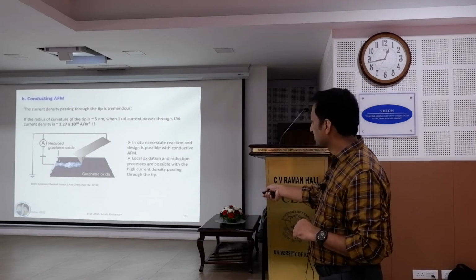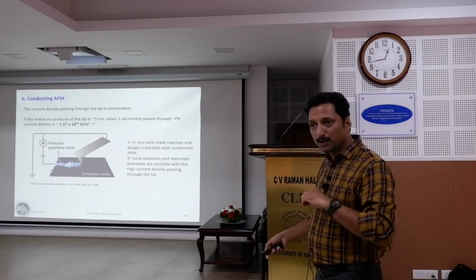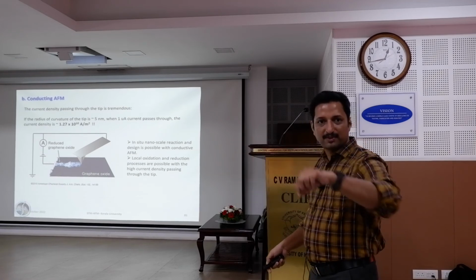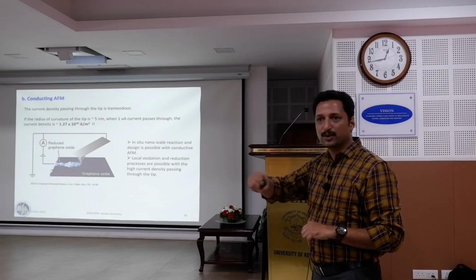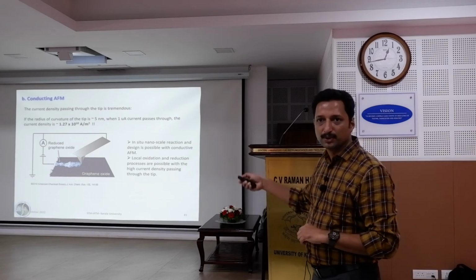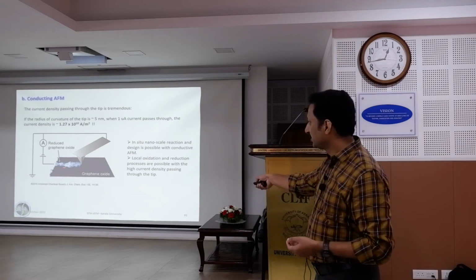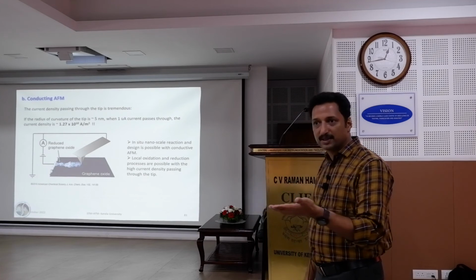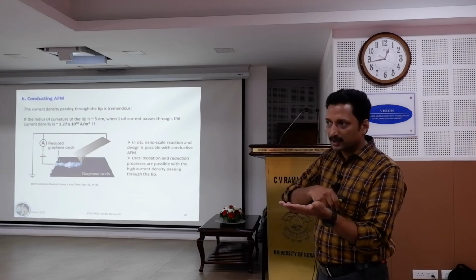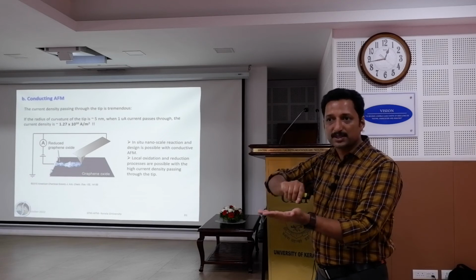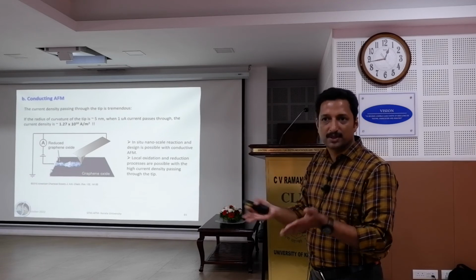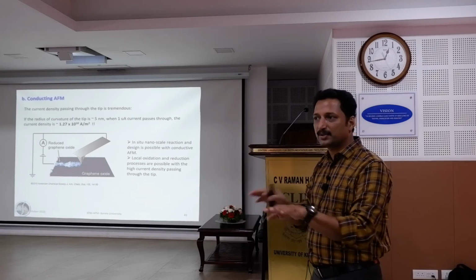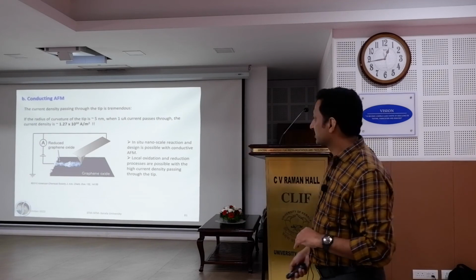Okay, so you can also make graphene oxide. You can oxidize wherever the tip is going. So basically you can do nanolithography, nano writing. On graphene you can oxidize graphene to make graphene oxide, and on oxidized graphene you can reduce it back to RGO. So like that you can do nano patterning using this AFM.